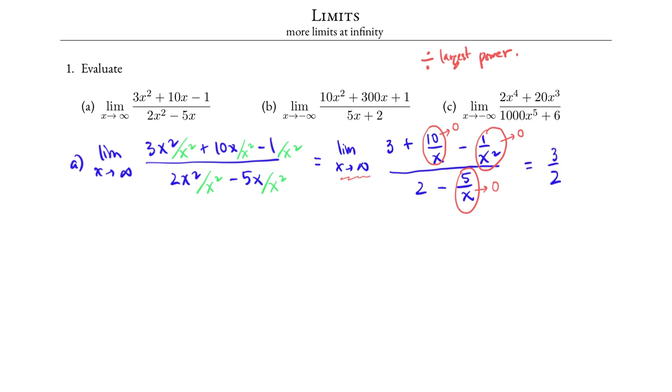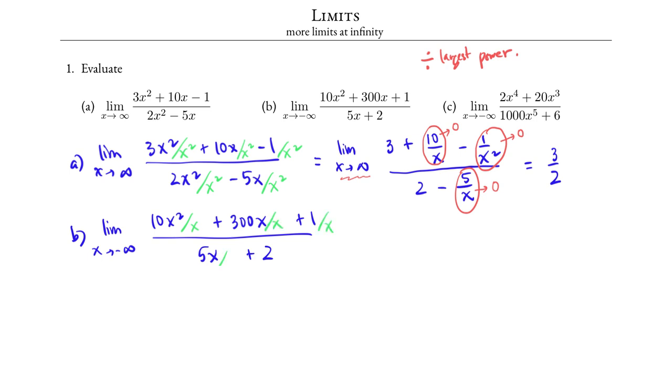At this step, we no longer need to rewrite the limit because x is no longer in the expression. For part B, the limit as x goes to negative infinity of 10x squared plus 300x plus 1 over 5x plus 2. In the denominator, the largest power of x is 1, and so we would take every single term and divide it by x only. What we are doing is, again, dividing by x both on top and bottom, and then simplifying.